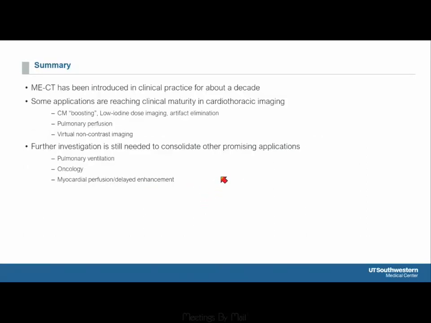So in summary, multi-energy CT was introduced about a decade ago. There are some applications which are more mature now, like contrast medium boosting, low iodine dose imaging, artifact elimination, pulmonary perfusion, and virtual non-contrast imaging, but further investigation is still needed to consolidate other promising applications in pulmonary ventilation, oncology, and myocardial perfusion and delayed enhancement.